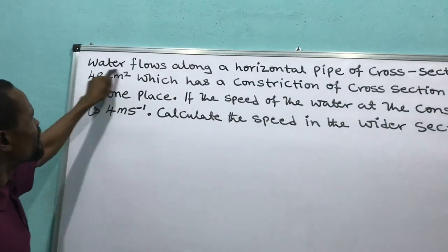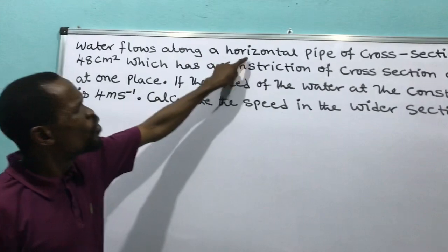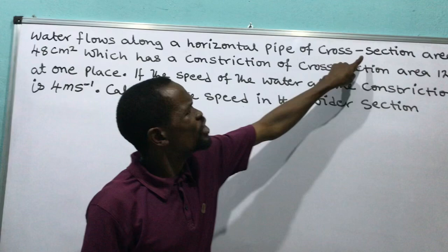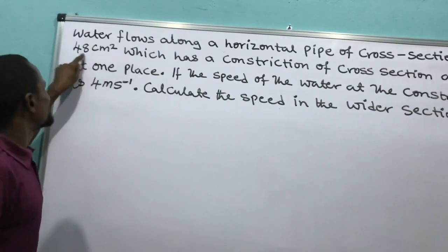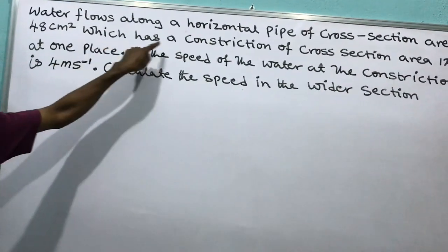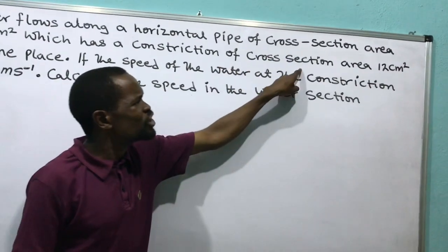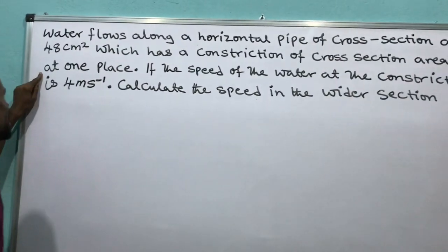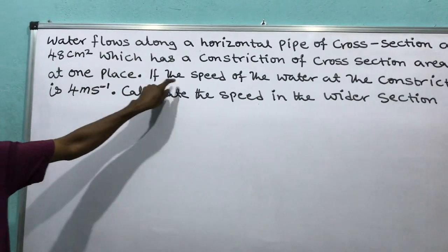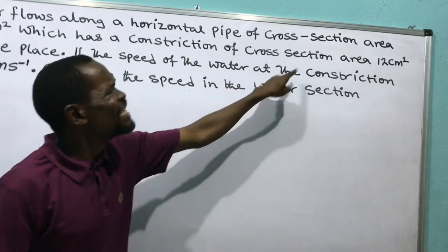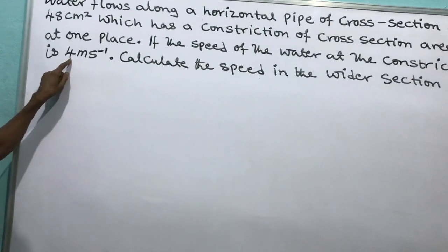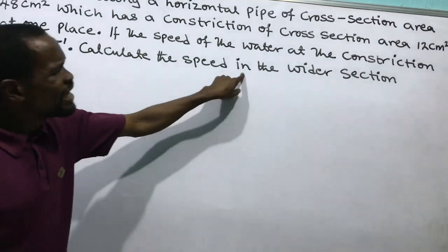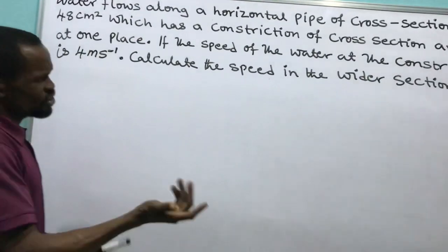Water flows along a horizontal pipe of cross-section area 48 cm², which has a constriction of cross-section area 12 cm². If the speed of the water at the constriction is 4 meters per second, calculate the speed in the wider section. Let us go to the solution.